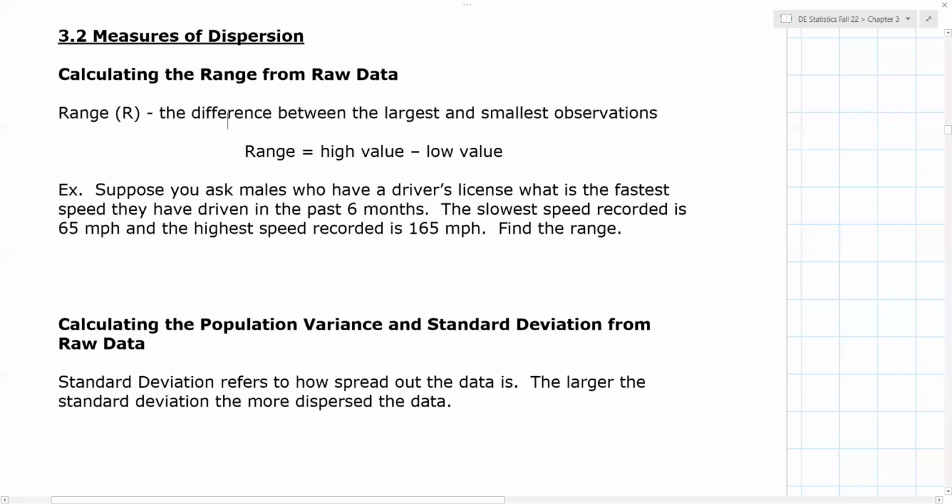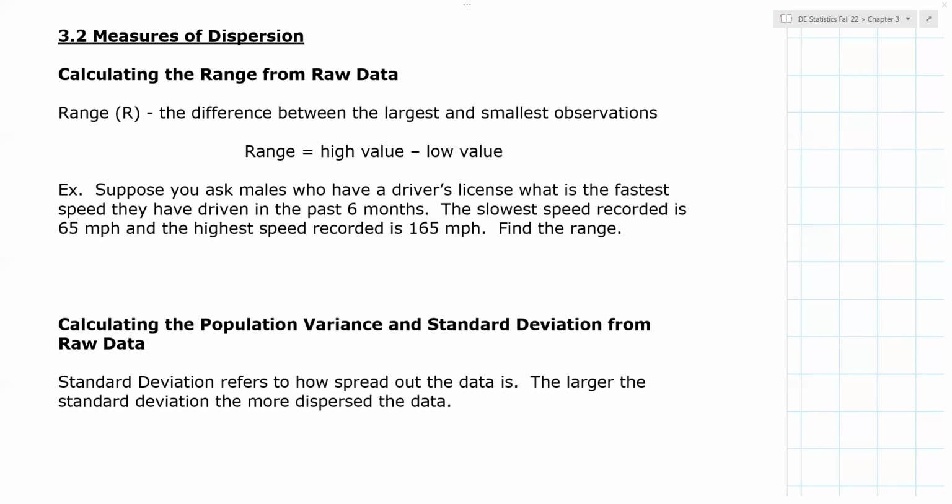All right, 3.2. In 3.1, we talked about measures of central tendency. So where does the center of our data set lie? In 3.2, we're going to talk about the spread or the dispersion, how spread out our data is. And we need both pieces of that information in order to get an accurate picture of our data set. So we're going to start by talking about the most basic measure of spread, and that's the range.